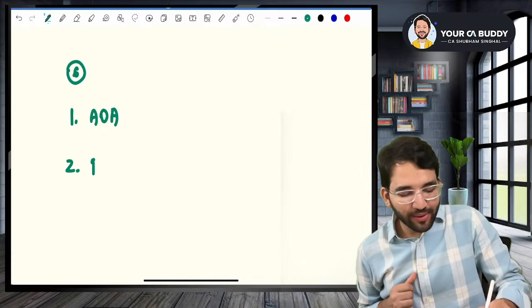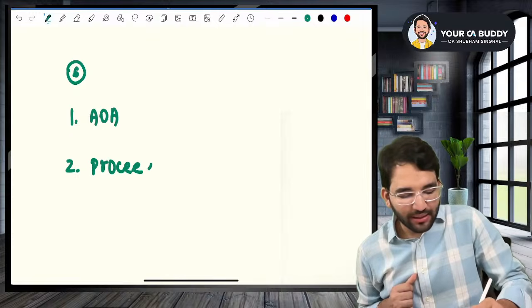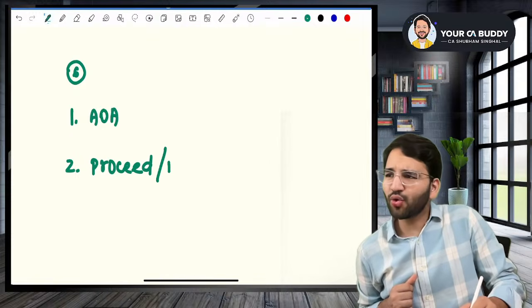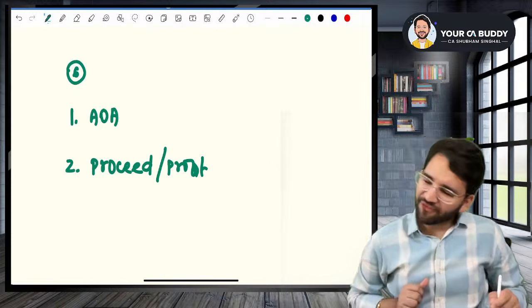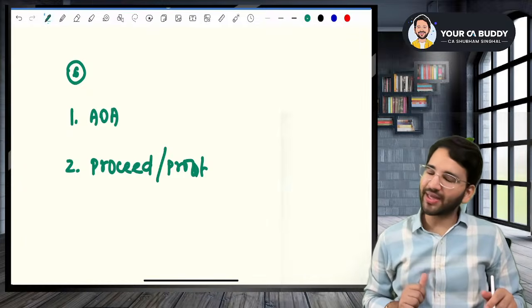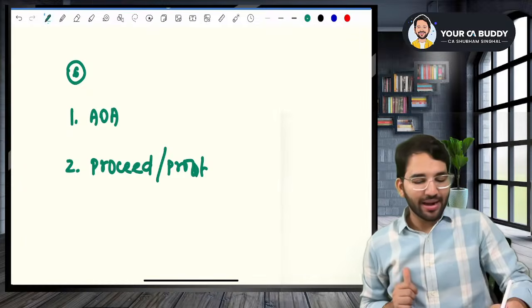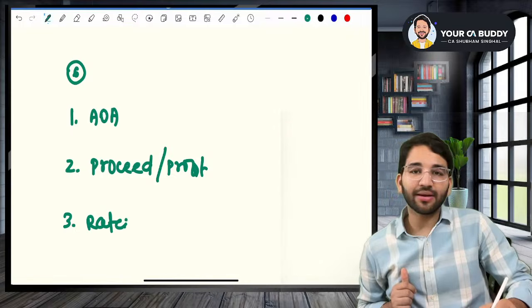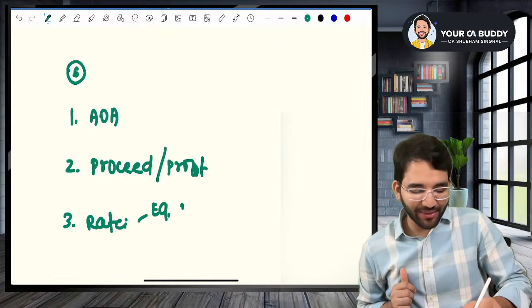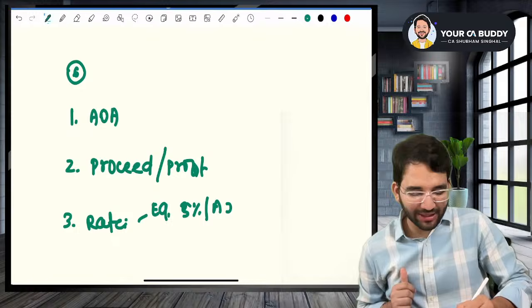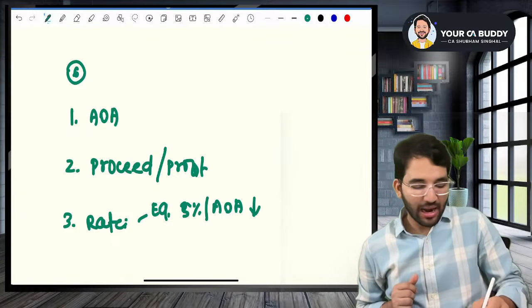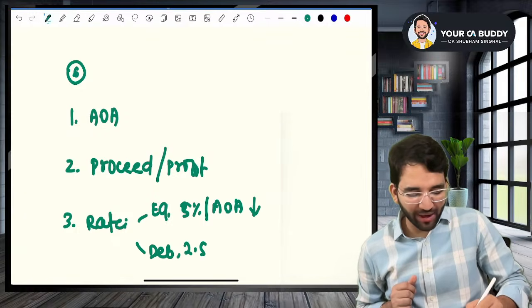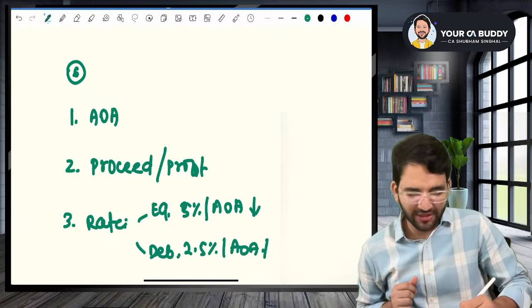Number 2, how will you pay the money? The money will be paid out of the proceeds of the issue or the profits of the company. That is the source of underwriting commission. Number 3, what will be the rate of commission? In case of equity, the rate will be 5% or the rate as per AOA, whichever is lower. And in case of debentures, it will be 2.5% or the rate as per AOA, whichever is lower.